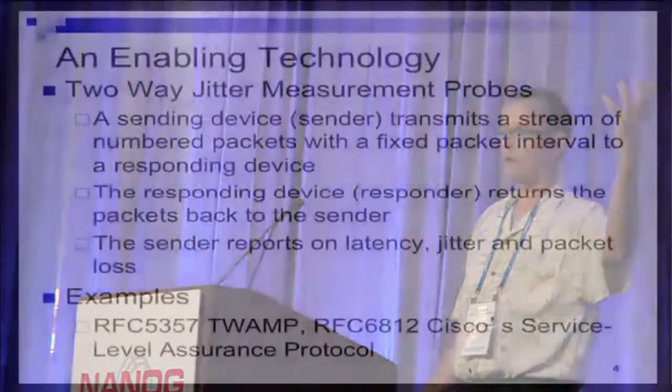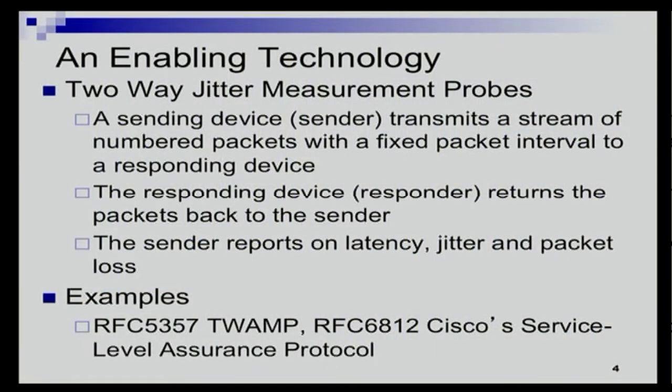And to do that, we start with a technology that you're probably all familiar with, which is jitter probes. Just to summarize quickly, you have a sender device, which sends out a stream of packets to a responder. The responder gets those packets, just turns them around and sends them back to the sender, and then the sender can calculate latency, two ways or one way, packet loss, and jitter, the variations in the packet spacing.